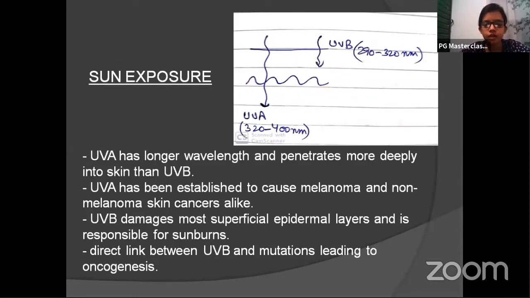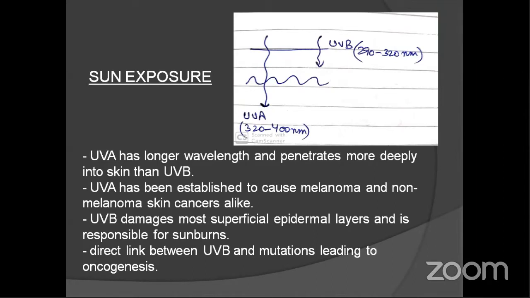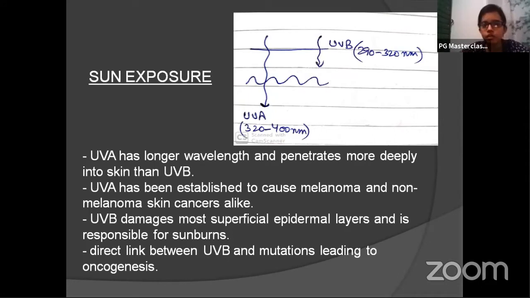Sun exposure. There are 2 types of ultraviolet rays which are harmful to the skin: ultraviolet A and ultraviolet B. Ultraviolet A light has a longer wavelength and penetrates more deeply into the skin. It has been established to cause melanoma and other non-melanoma skin cancers alike. Whereas ultraviolet B light damages the most superficial epidermal layers and is responsible for sunburns. But it has also been shown that there is a direct link between ultraviolet B light and mutations, which then lead to oncogenesis.